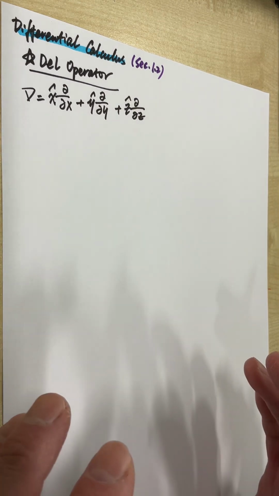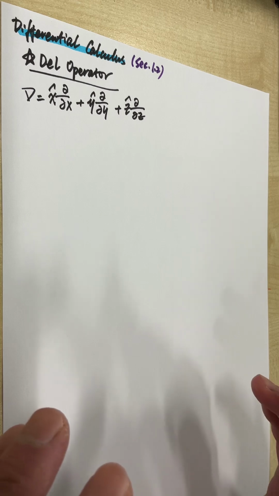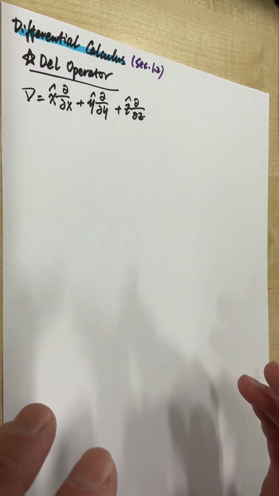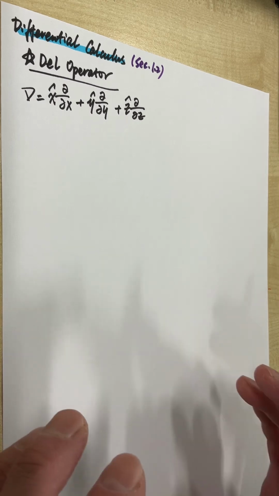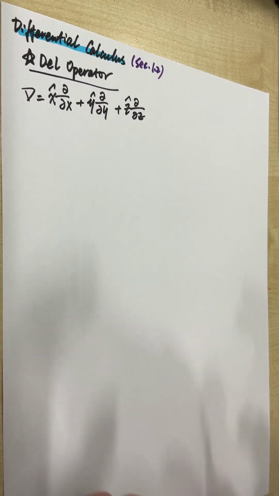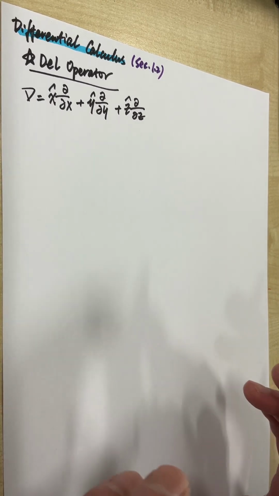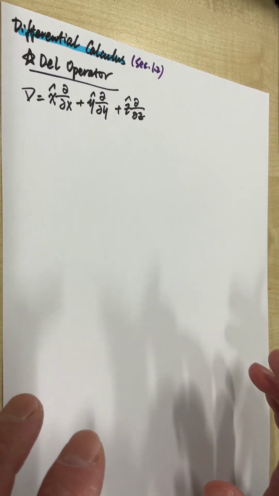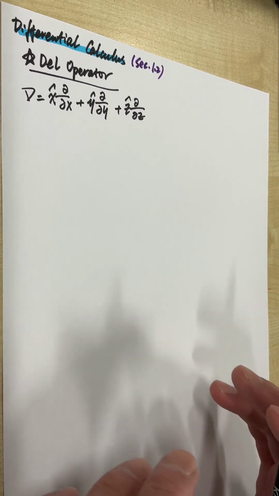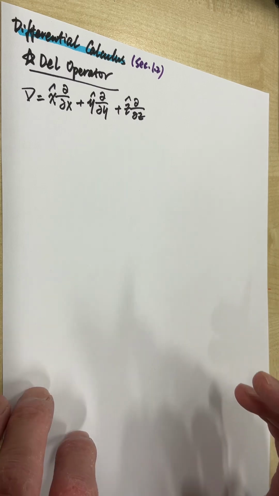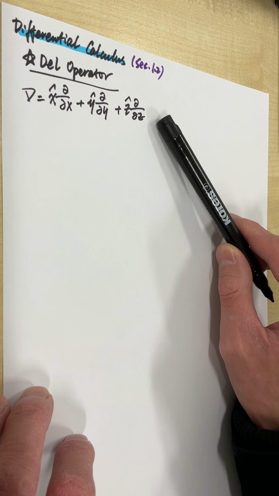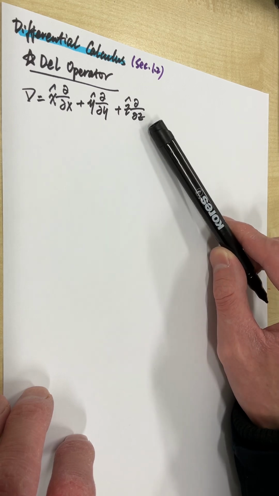So the del operator is not a vector. It's a vector operator, but it can be treated as a vector. I'm not trying to trick you. First of all, the del operator itself is not a vector. It doesn't have magnitude. It doesn't have a direction. It's waiting to operate on a function. So it's a vector operator.